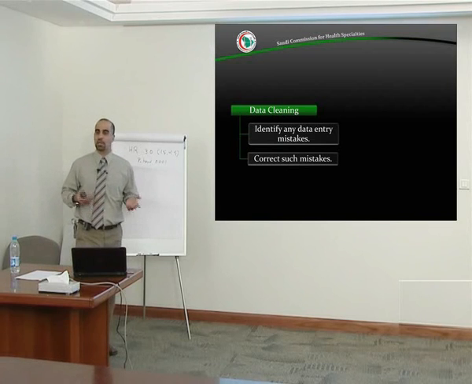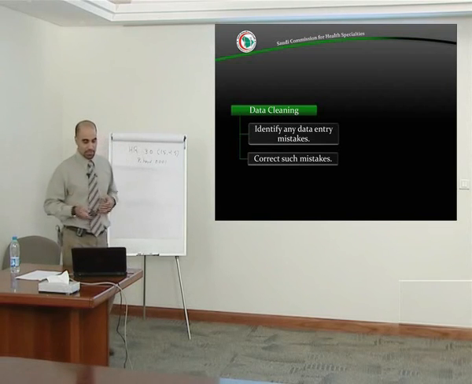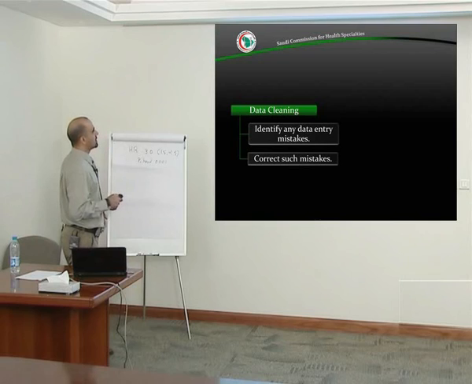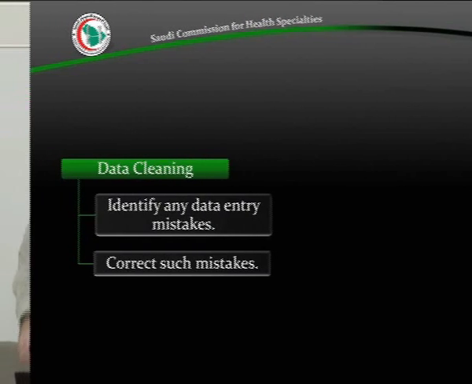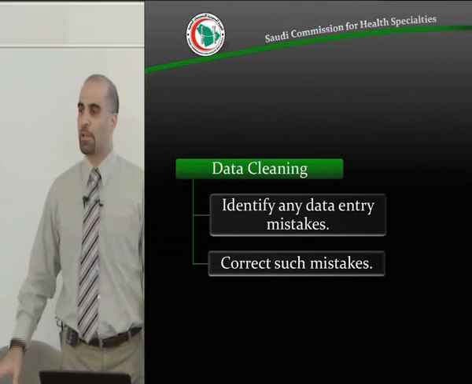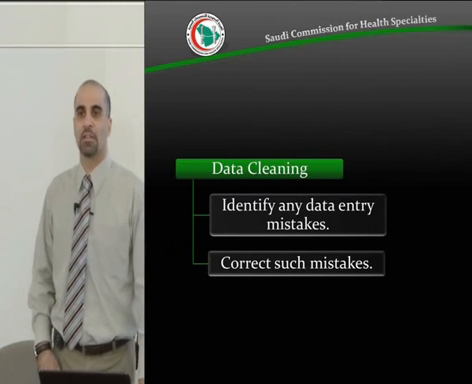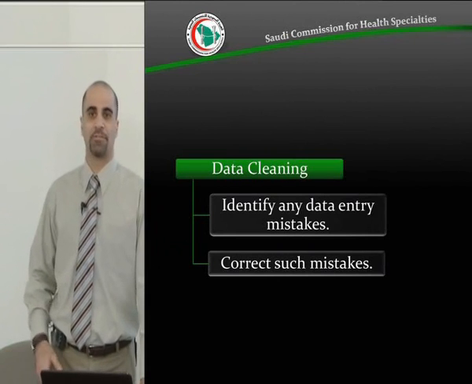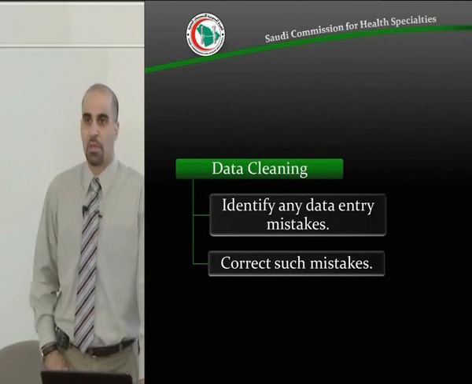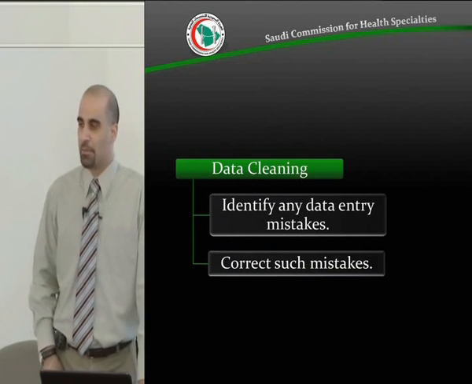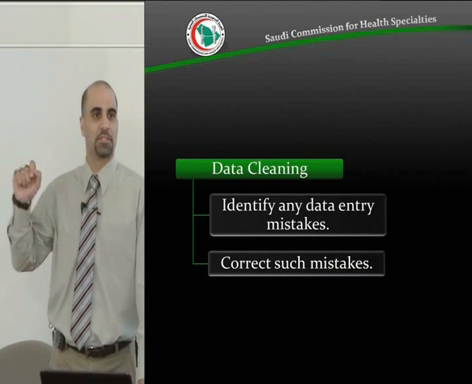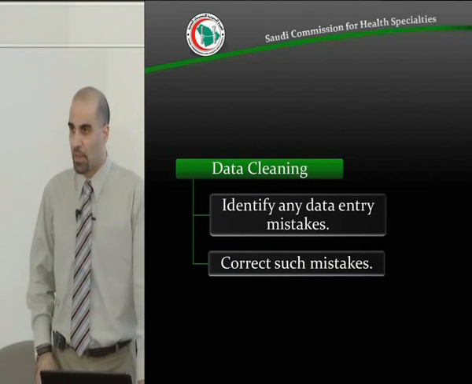I have to make sure that the data is clean. What does it mean? Data cleaning means that I have to identify any data entry mistakes, and I have to correct for such mistakes. For instance, if I look at the data, I might find age to be 170. How come? Because maybe the patient was 70 years old, but by mistake I put 1 and then 70. So it's a clear mistake.